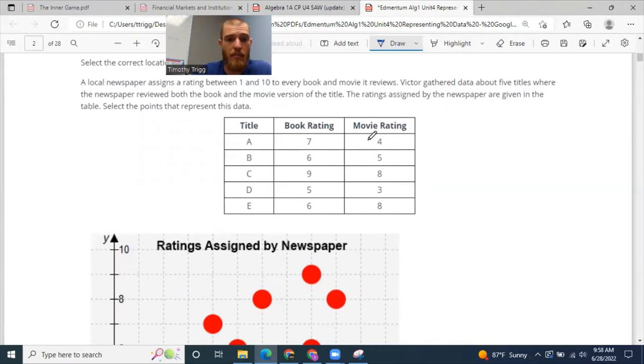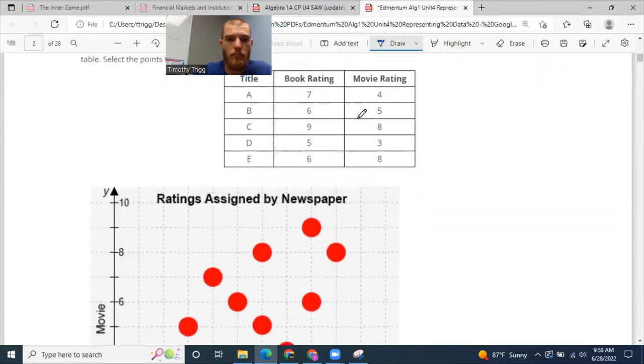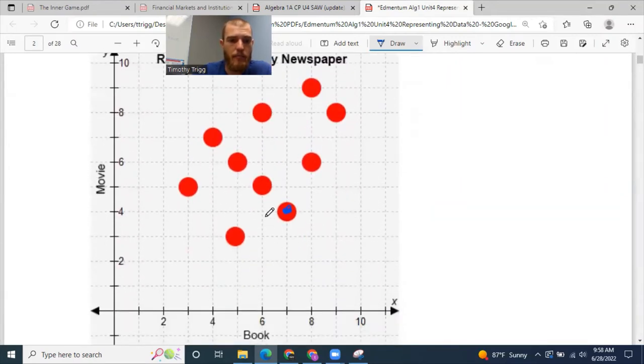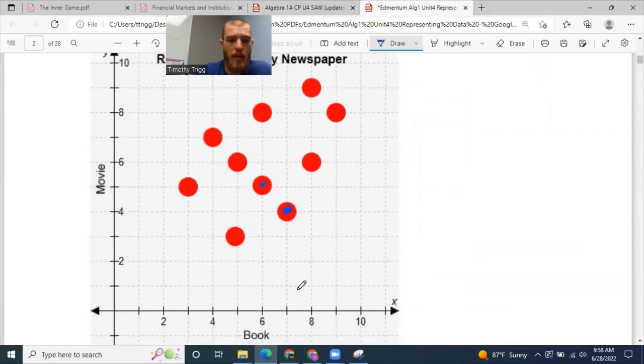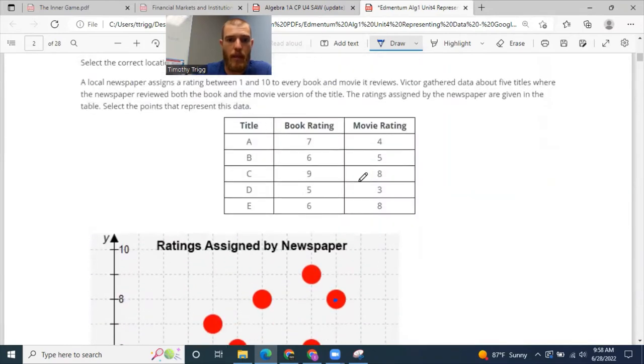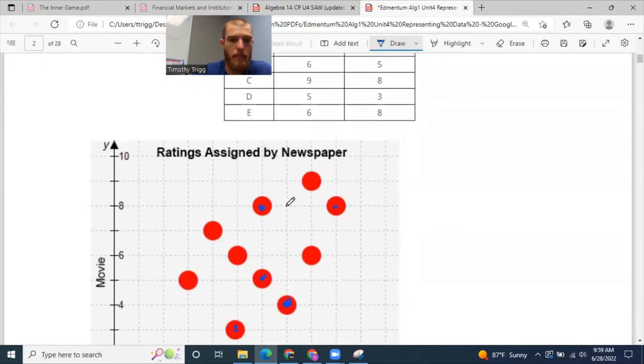So 7, 4, and you'd click that point. 6, 5, 9, 8, and just click the rest of these points here. 5, 3, and 6, 8.